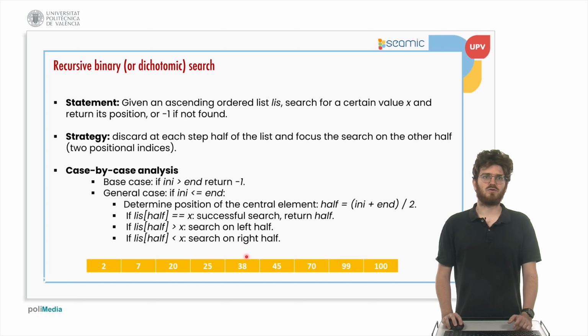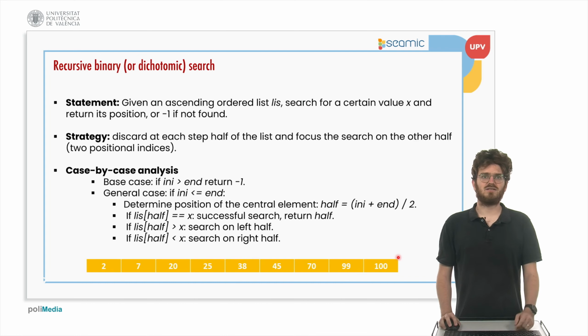So for example, if we were looking for number 9, we know that it's on the left-hand side of 38. But if we were looking for number 75, we know it's on the right-hand side. According to each, then we split the list in two by assigning the end or the ini index to a new value and then focusing on just a sublist of this list.